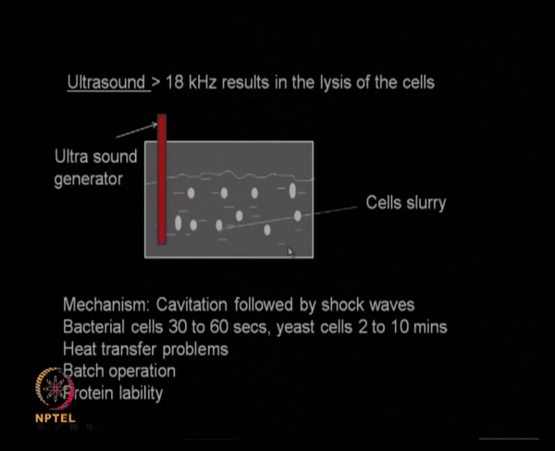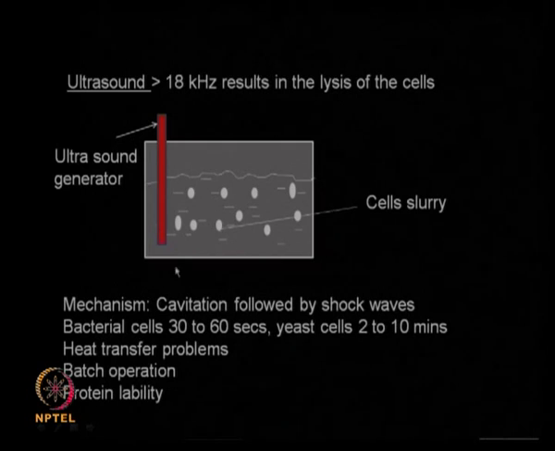Some of the problems in ultrasound is heat transfer problems, that means the heat generated inside the slurry or the bath is high. If you use the ultrasound equipment for a very long time, you may be generating very high temperatures, and if there are proteins or enzymes present, they can get deactivated. This is very good for batch operation, it is not very good for continuous operation. That means I take a slurry in a vessel, then I apply the ultrasound, and after so many minutes I discharge the slurry, then again I charge another slurry and continue the operation. So it is ideal for batch operation, you cannot do it for continuous operation.